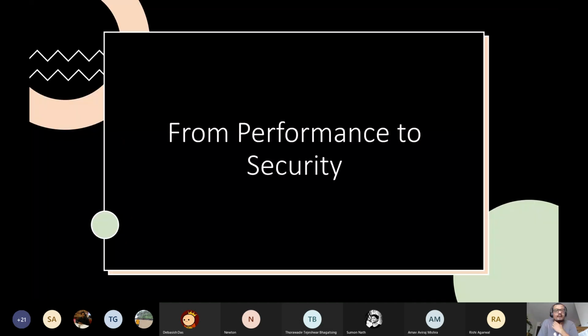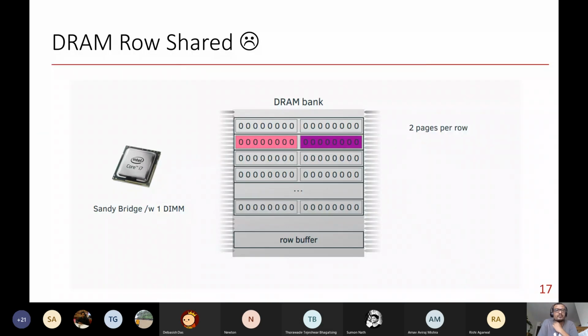Okay. Into the security issues. So we have been talking about the notion of rows and row buffer, and we have been discussing the notion of various timing channel attacks, which are mostly possible because two different processes are sharing a particular shared resource, right? So the same thing happens here.